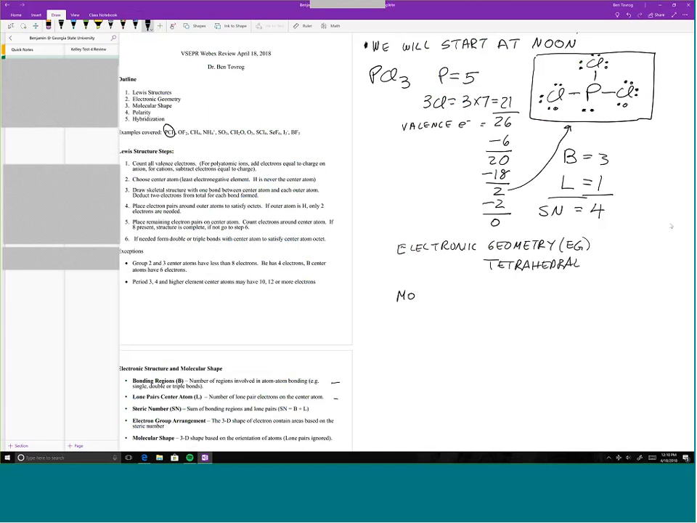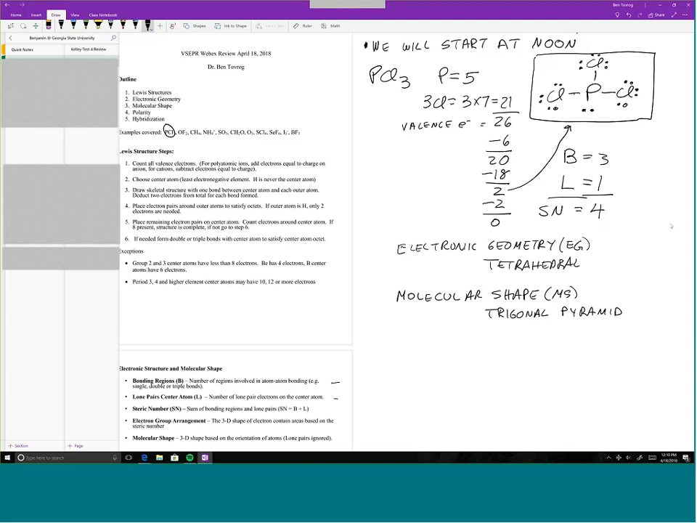The molecular shape, and from now on I'll just call that MS, is trigonal pyramid. Okay, so that's the story for PCl3.